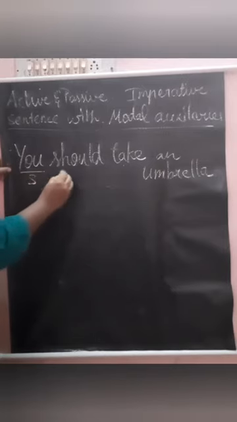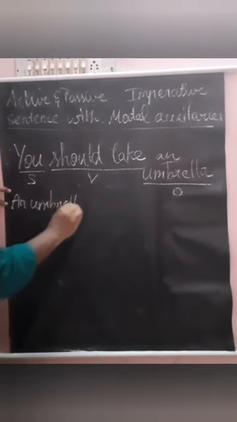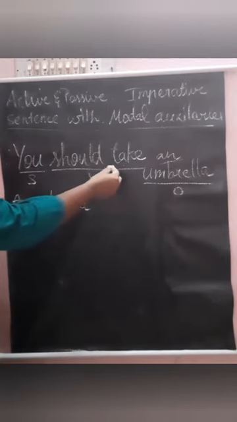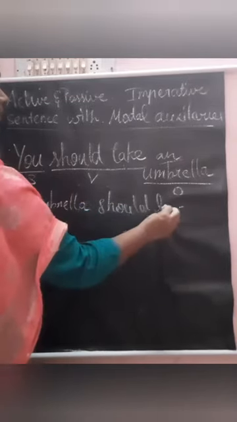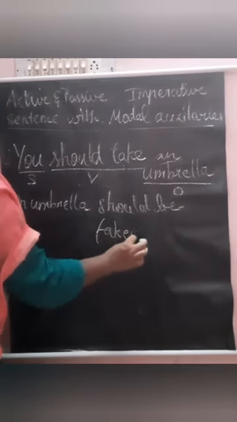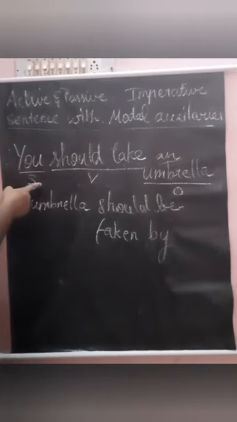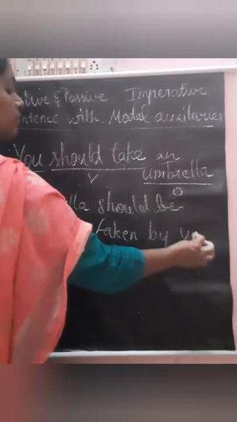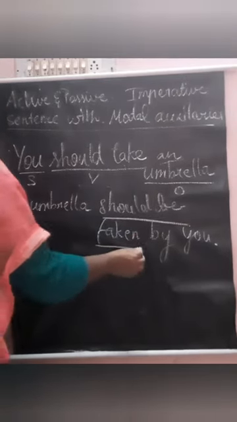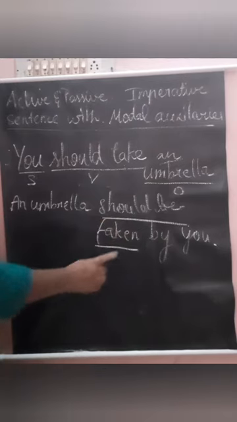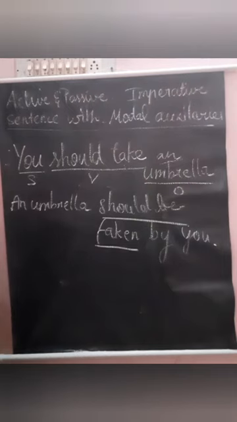The next example, you should take an umbrella. Subject, you. What is the verb? Should take. What's an object here? An umbrella. So, object comes to the front. An umbrella. Modal auxiliary, add be, change the verb into V3. An umbrella should be taken by, subject comes to object place. You is you. An umbrella should be taken by you. So the main change occurs in verb form and it is very easy when it comes to modal auxiliary. Just we are adding be and verb format will be in V3.